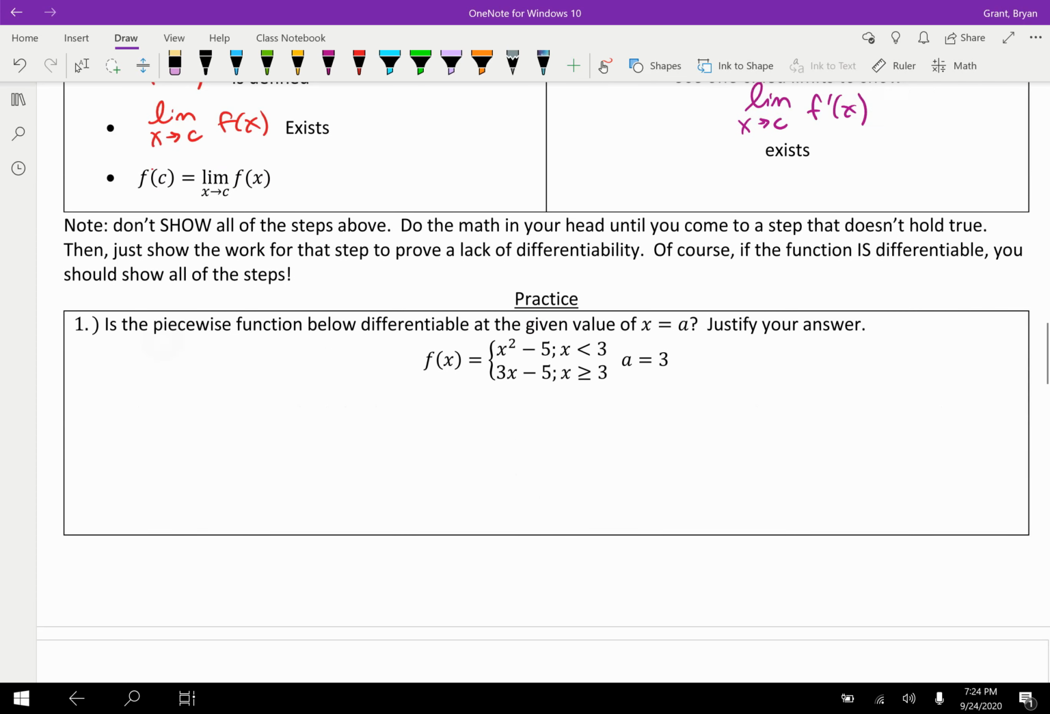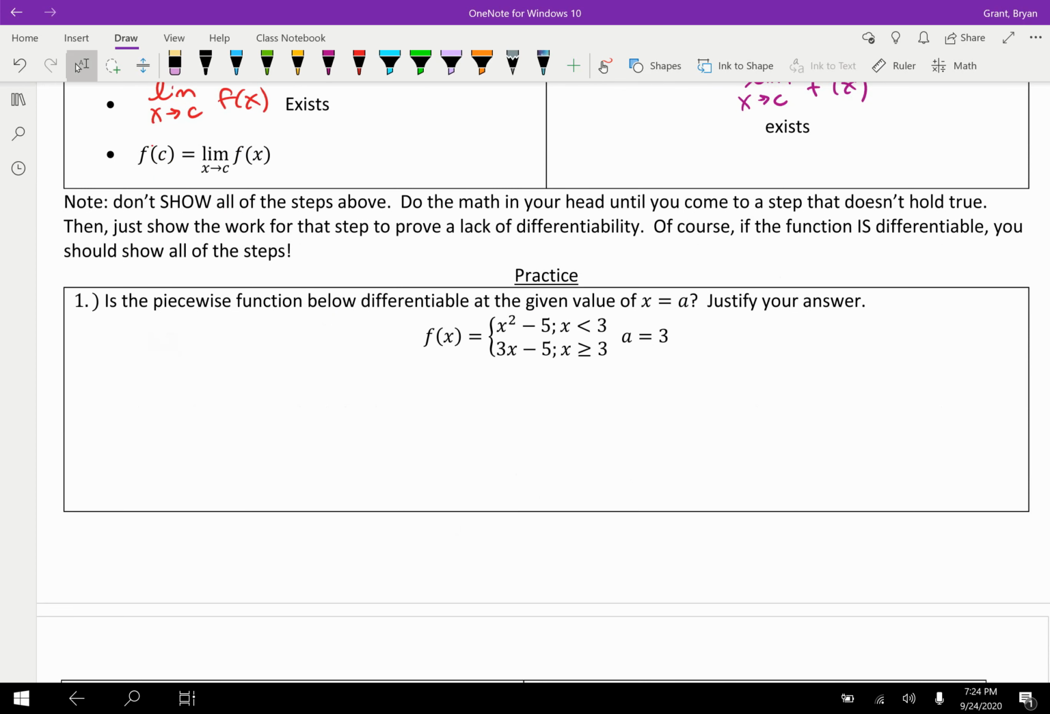Okay, so I'm actually going to go the long way around for this problem, and then I'm going to give you the faster way to do it. Now, really, these are all practice problems, and if you want to skip through the rest of these and do them on your own, that's fine. Check your answers at the end, but I do want to really kind of put into practice what I just mentioned. So, is this piecewise function below differentiable at the given value of x equals a?